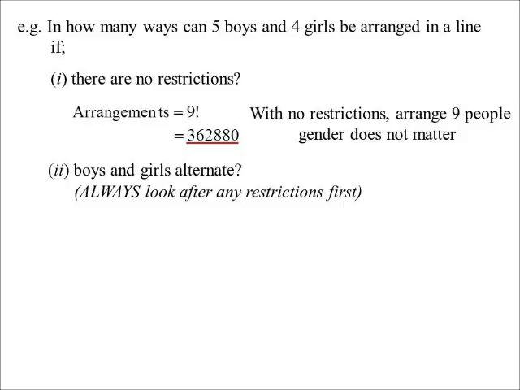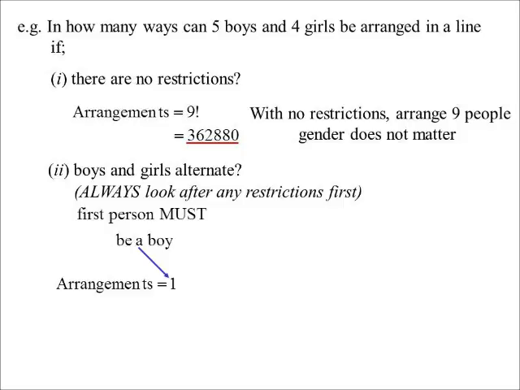Yeah, boys got to be first, because I've got more boys than I have girls. So if I start with a girl, I'm going to run out of girls. So I'm going to start with the boys. I'm going to arrange them first. So the first person must be a boy. There's only one way that can happen.